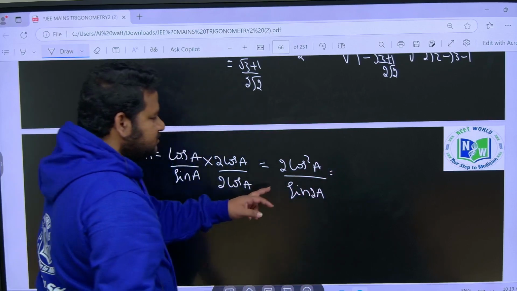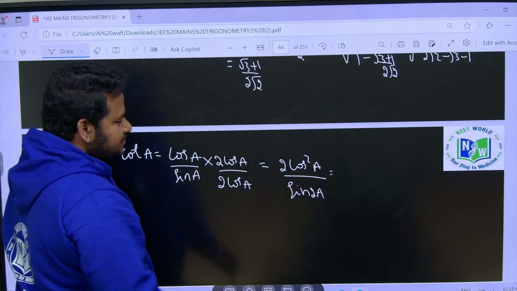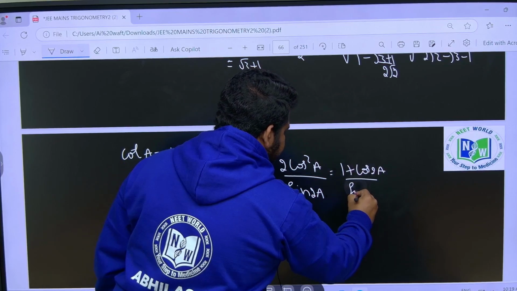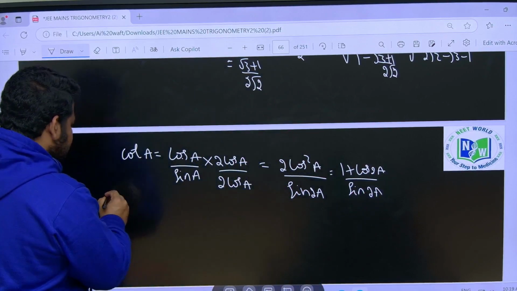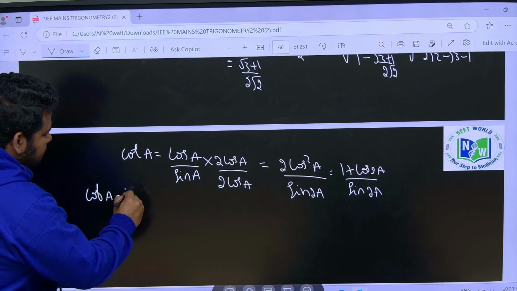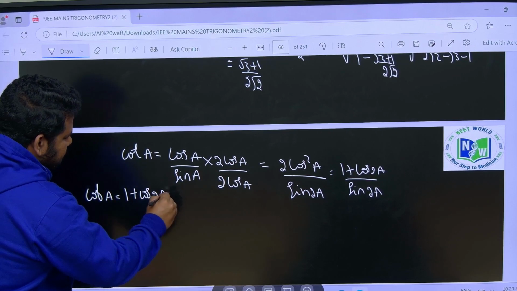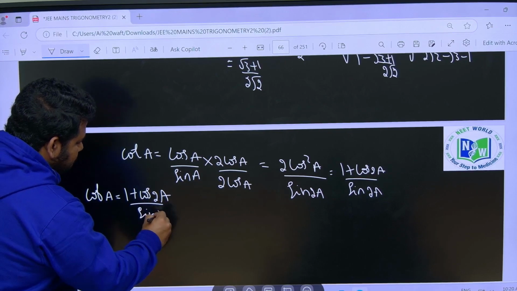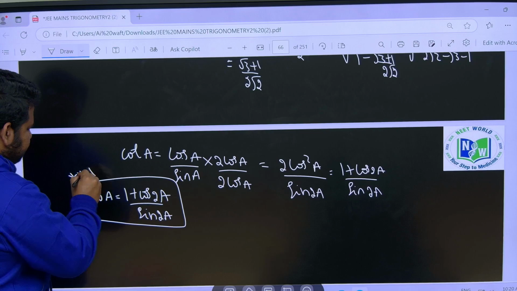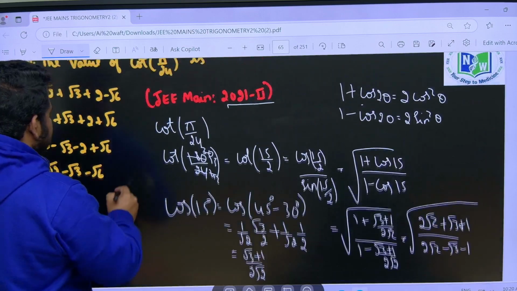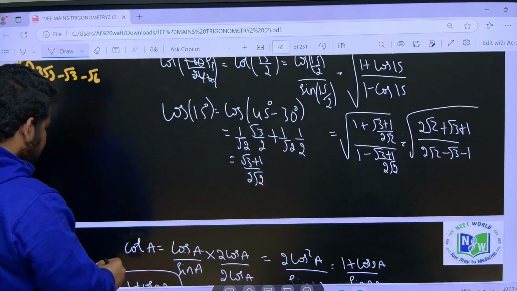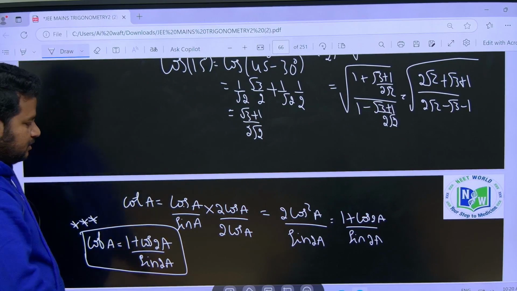2 cos square A is nothing but 1 plus cos 2A. So this is (1 plus cos 2A) by sin 2A. So cot A is equal to nothing but (1 plus cos 2A) by sin 2A. I want all of you to remember this result. Very important. This is a very good question. So remember cot A is equal to (1 plus cos 2A) by sin 2A. Now let us use this.